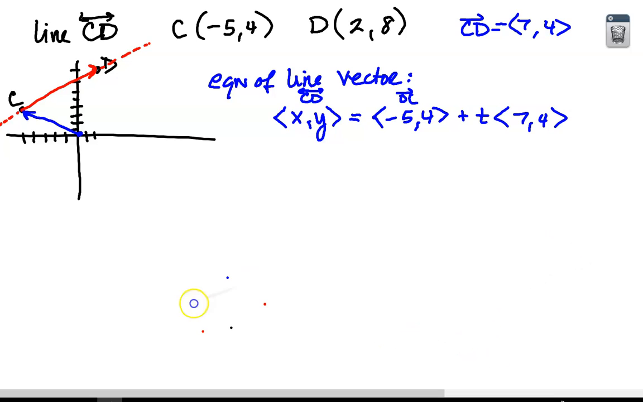What if I wanted this in basis vector form? That's a little different. The first thing that I could do is switch this to -5i plus 4j plus t times 7i plus 4j. And then what you'll see sometimes is people will group the i's together or the j's together, but same idea. Okay, that's basis vector form. This is component form. I'm fine with component form, but you should recognize basis vector form too.